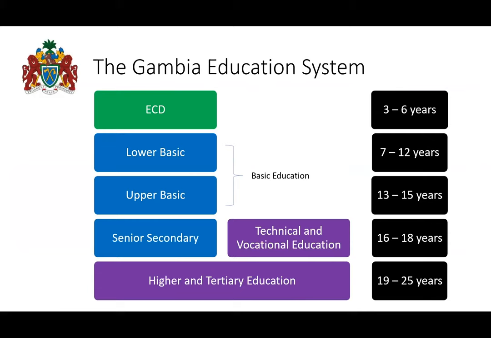Now, in terms of the education structure of the Gambia, this is the structure for the basic and secondary and the whole sector. You have the ECD and the nursery, where you have three to six year olds, and then the lower basic, that is the primary school, and the upper basic. Then you have the TVET, senior secondary school, and the higher and tertiary, as the diagram shows.